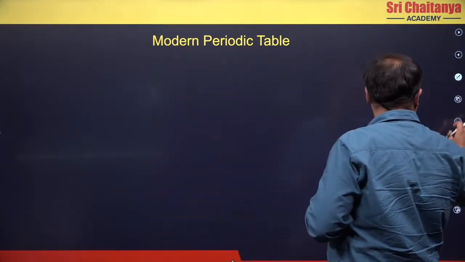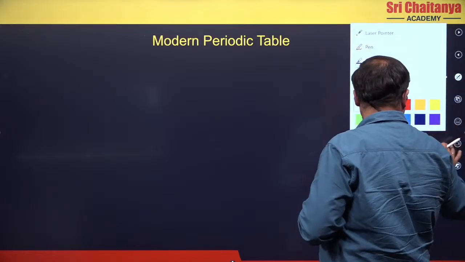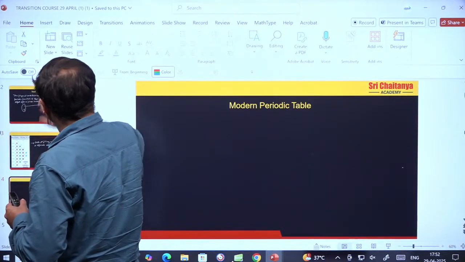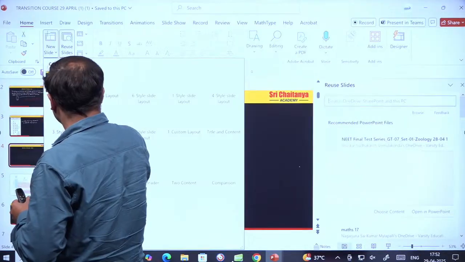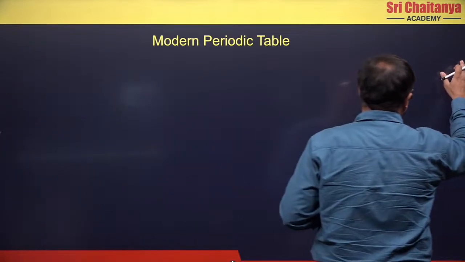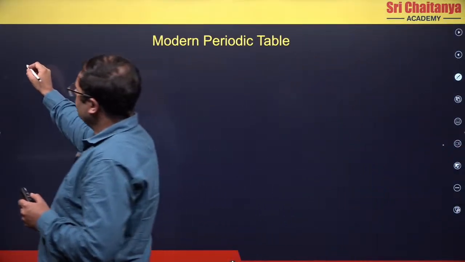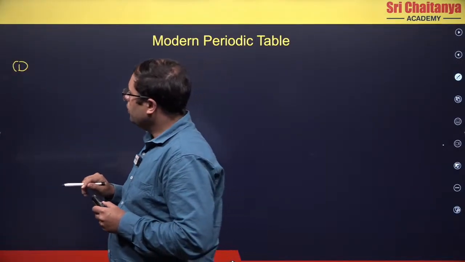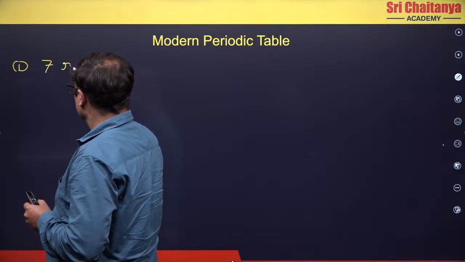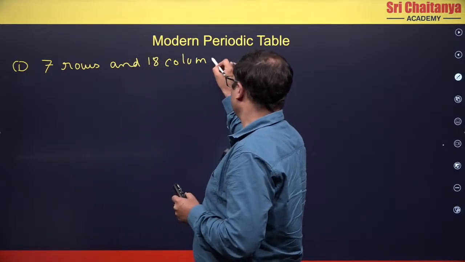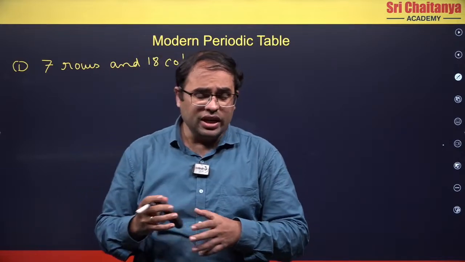Okay, let me take one more slide is what I need, right? Let me take that at this point. Okay. In modern periodic table, there are some points. Let us go to those points. The first point is that it consists of 7 rows, right, and 18 columns, right?